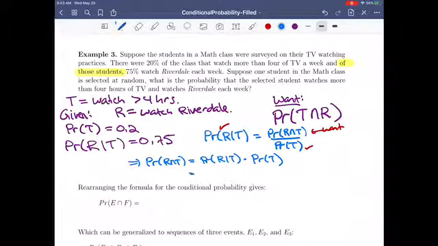And now I can plug in the numbers. So R given T is 0.75. Probability of T is 0.2. So we get 0.15. So there's a 15% chance that if you randomly select one student from this class, that they watch more than 4 hours of TV and Riverdale each week.